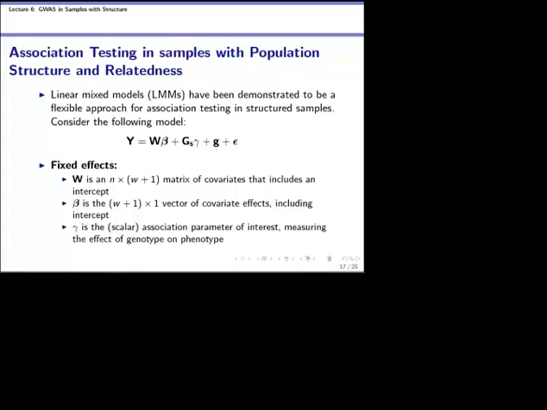So linear mixed models have been demonstrated to be a nice approach to handling samples with both cryptic relatedness and population structure. So the idea behind linear mixed models is as follows. We have some outcome Y, the trait Y we're interested in. We have some covariates that we're going to adjust for. Then we have some genotype that we're testing for association. So this is what we want to know, whether or not our genotype is associated with our trait.